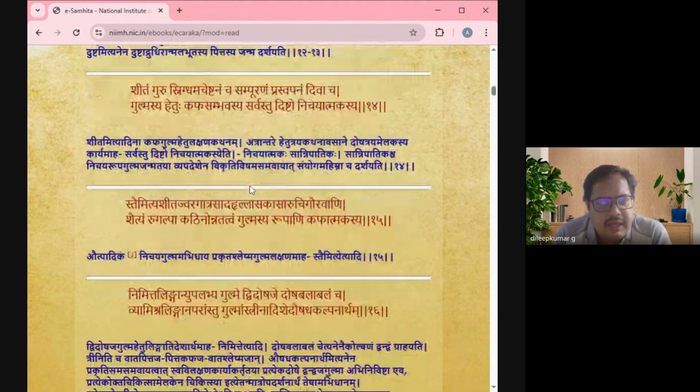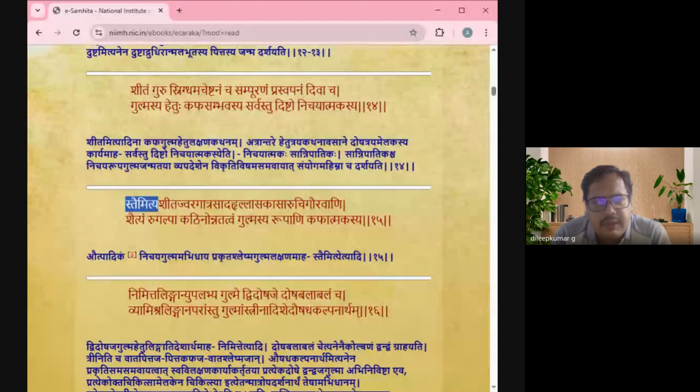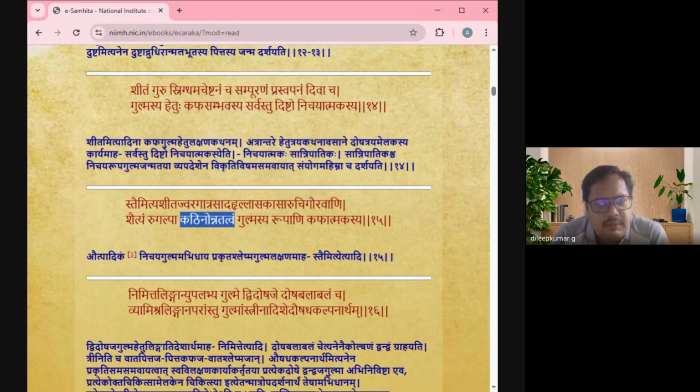So Kaphaja Gulma is characterized by Staimityam, as if covered with a cold, wet cloth, Shita Jwara, Gatra Sada, there is a heaviness in the body, Hrullasa, Kasa, there may be cough, Aruchi, Gauravam, Shaityam, Ruk Alpam. The pain we have seen in Vataja Gulma reduces here, but it becomes hardening and stiff. The tumor or the lesion becomes more hard. So Katina Unnatatvam Gulmasya Rupani Kaphatmakas.